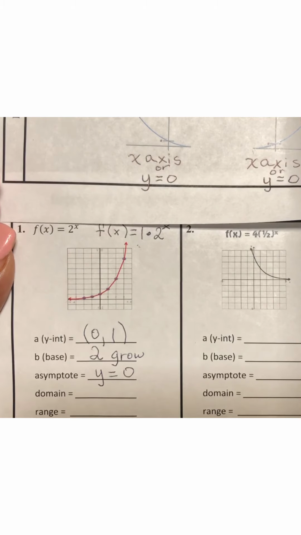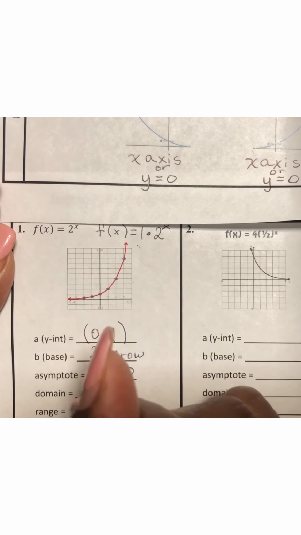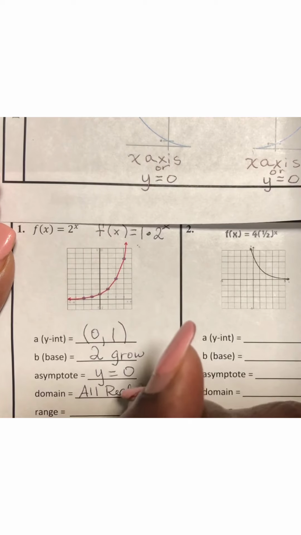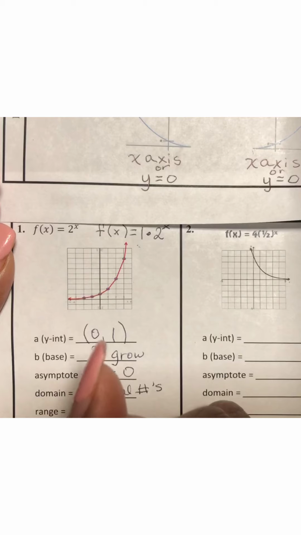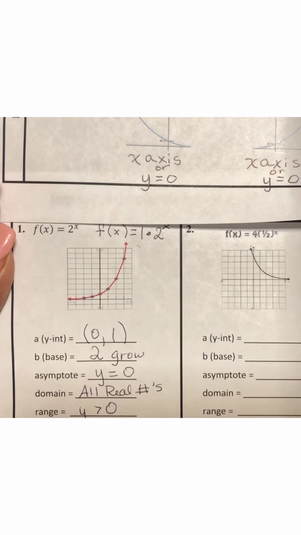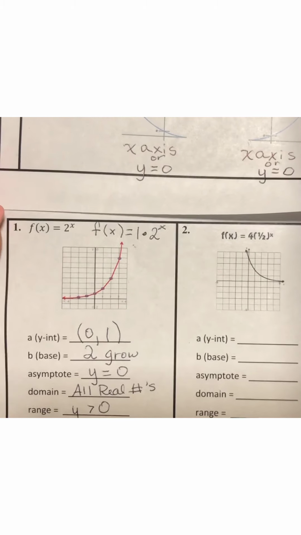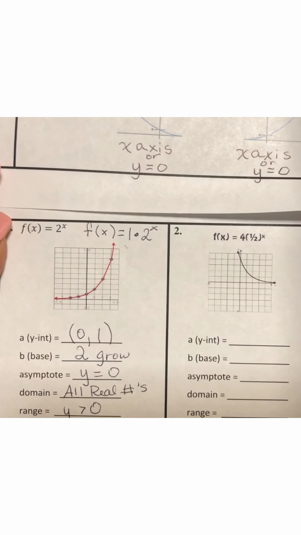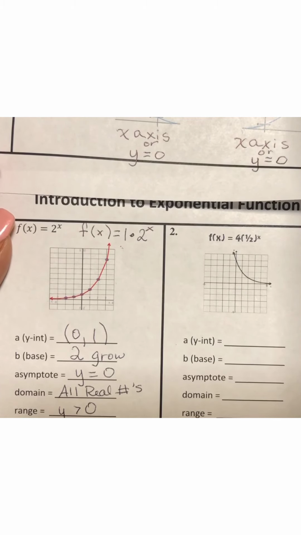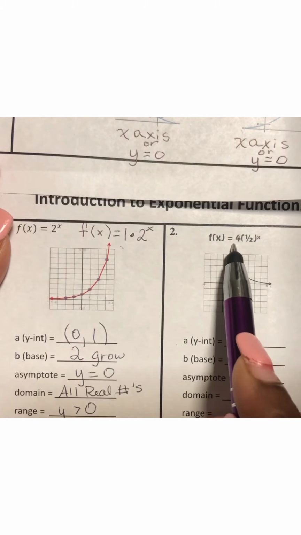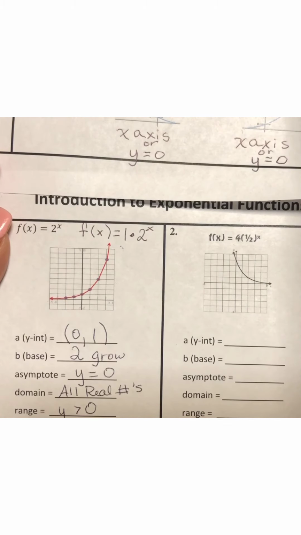The domain for our function is all real numbers. And the range is y is greater than 0. Good job. Now, let's take a look at number 2. Now we have a function f of x is equal to 4 times 1/2 raised to the x power. Now, in this case, we have an a and we have a b. So we don't need to rewrite it. We just need to figure out, what does a represent, what does b represent?